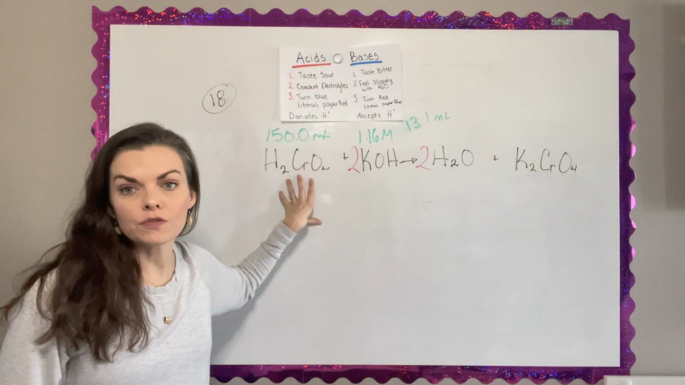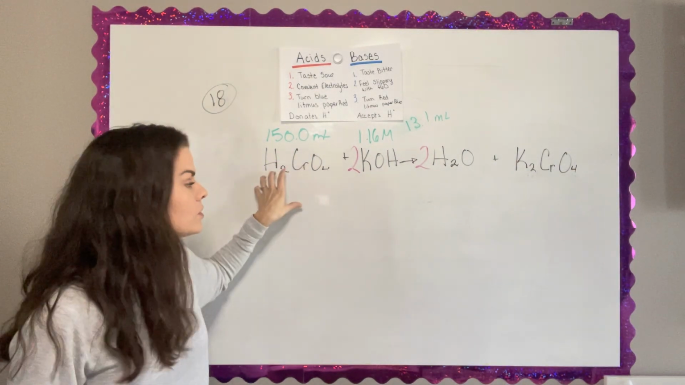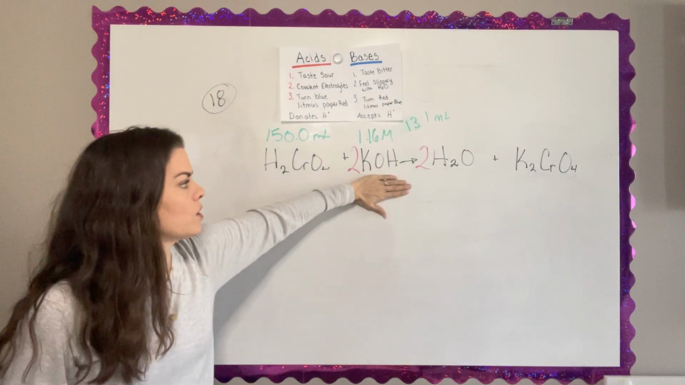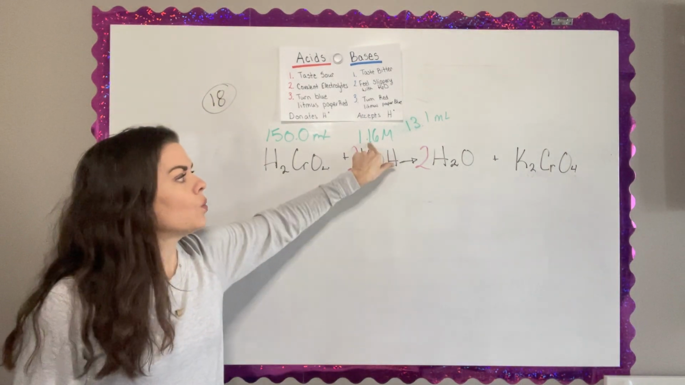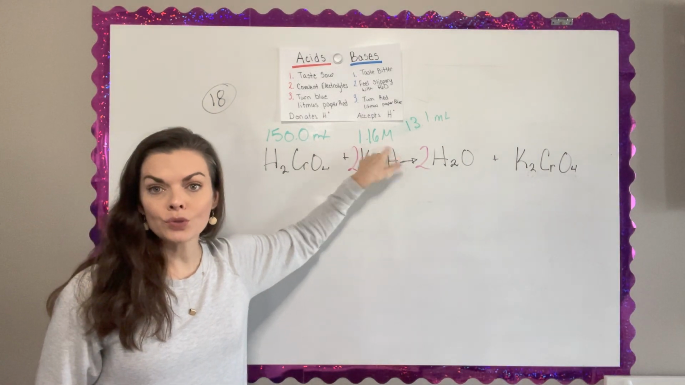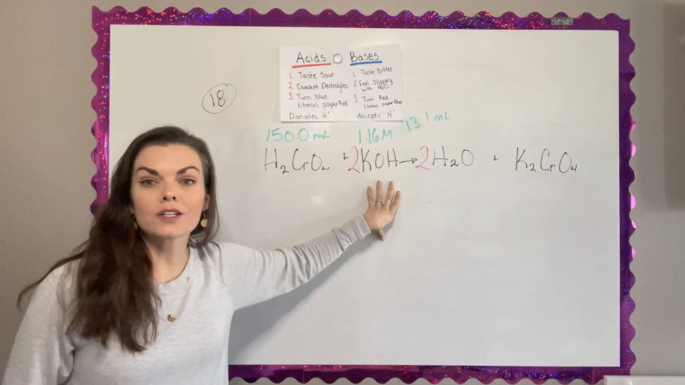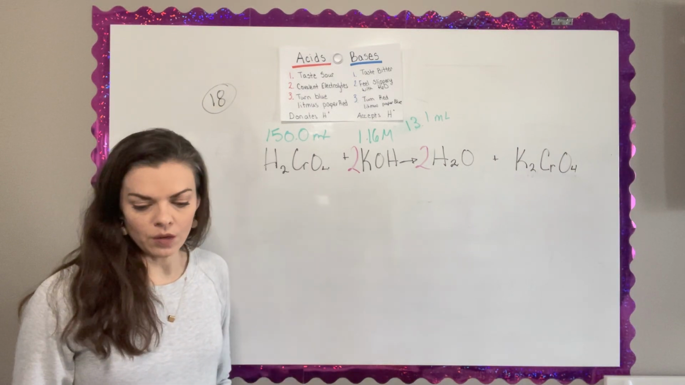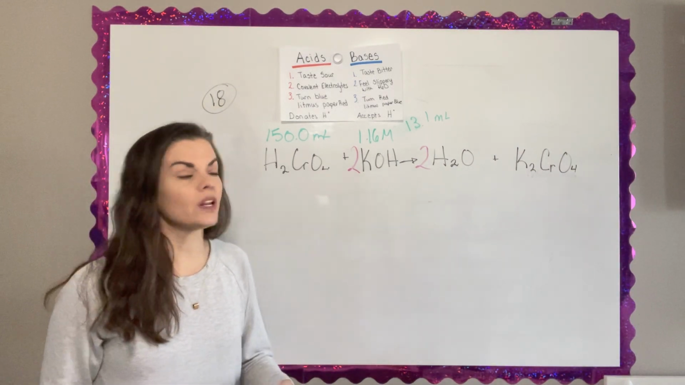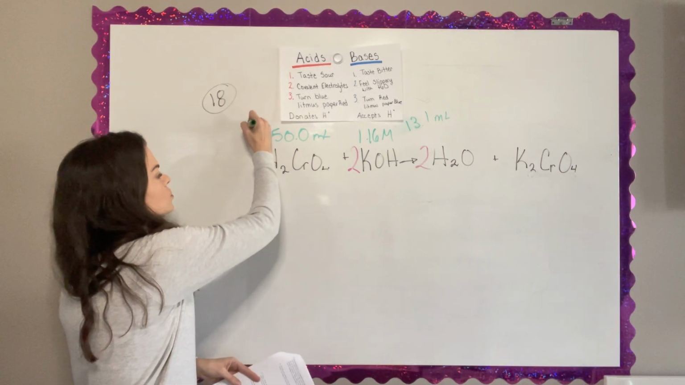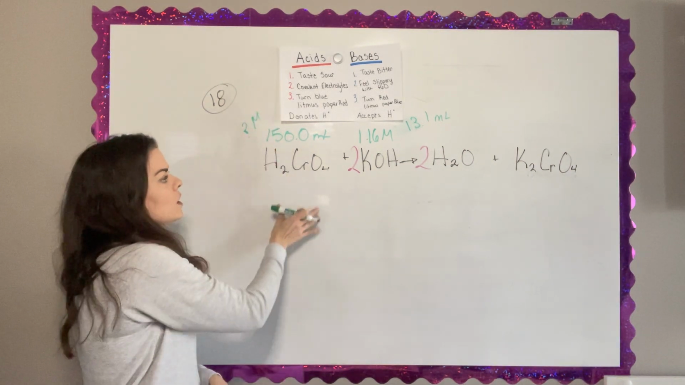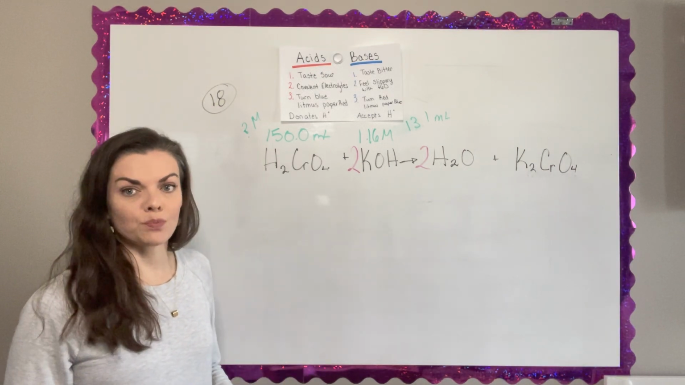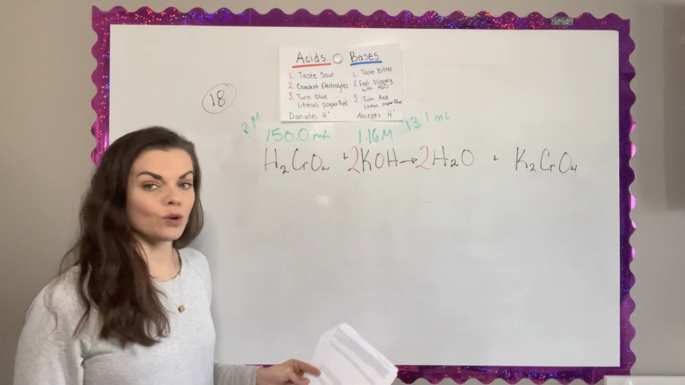So the information that they give you in the problem is they tell you that you have 150 milliliters of H2CrO4, and they also tell you that you used 1.16 molarity solution of the potassium hydroxide, and it actually took 13.1 milliliters to reach your end point. And so now the question is asking me, what is the concentration of this compound?